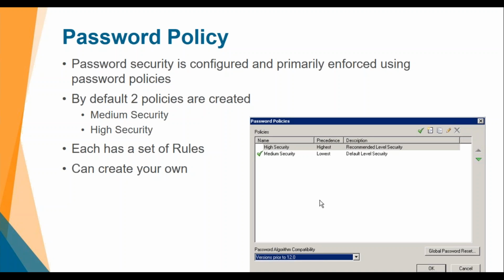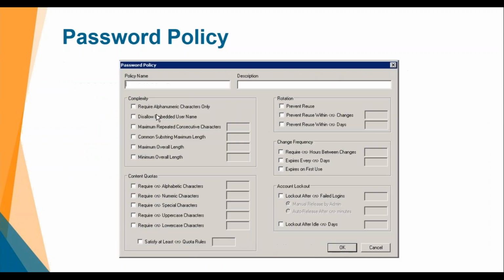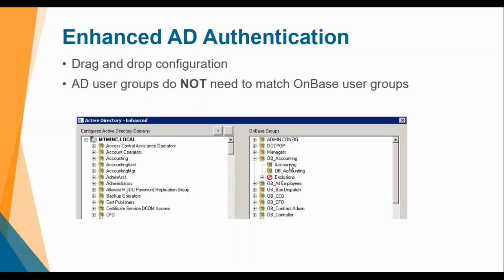So you can create security groups for different groups of people based off what you want them to have. So here are all the settings, for example, that you can turn on or off. So you can set it to expire after so many days. You can make them reset their password when they first come in, expires on first use. You can give the maximum overall length, the minimum overall length. You can require special characters, upper, lowercase. So you can do a lot of the same things that you can do with your AD system, that you can do with this if you're not already using AD authentication or NT authentication.